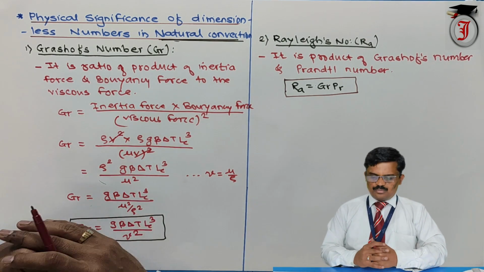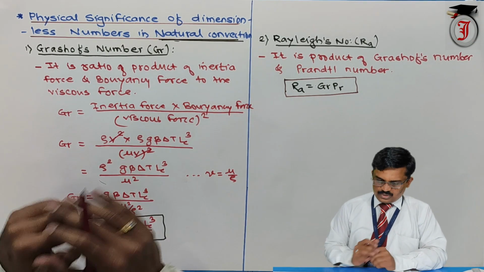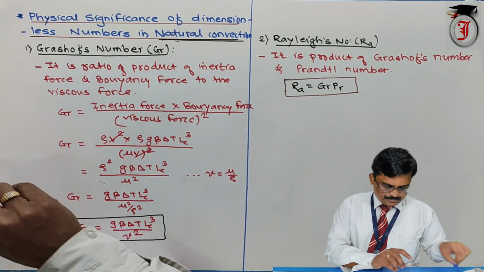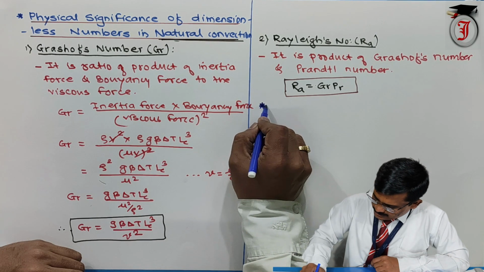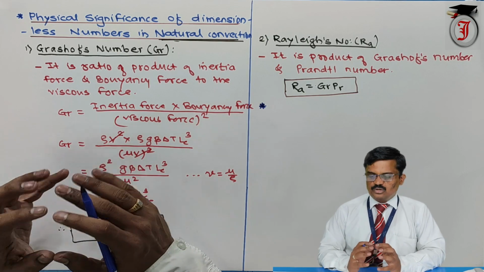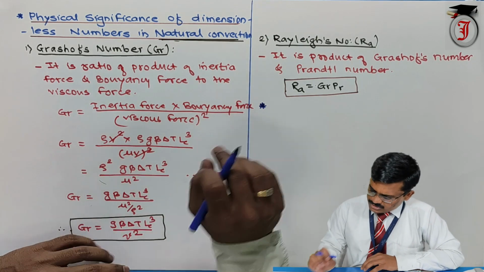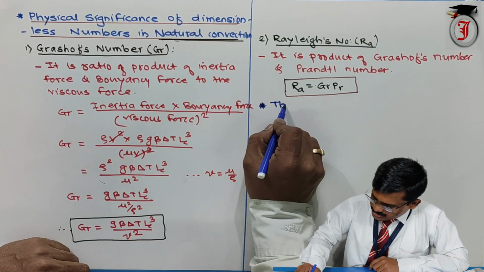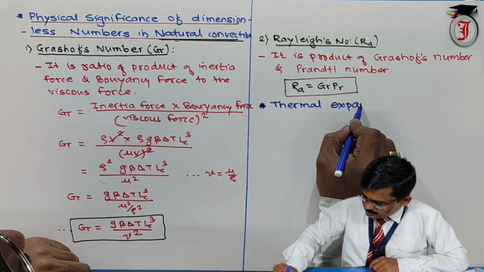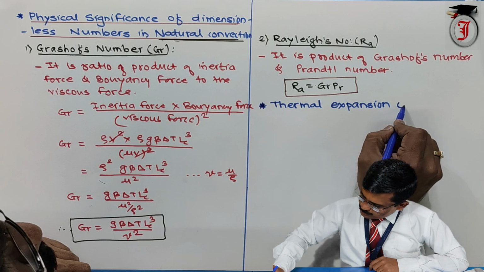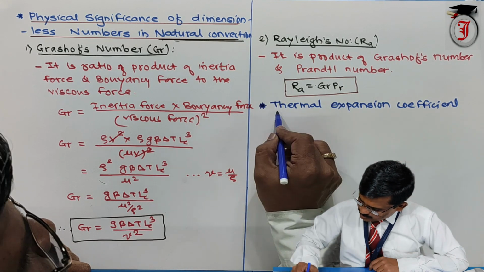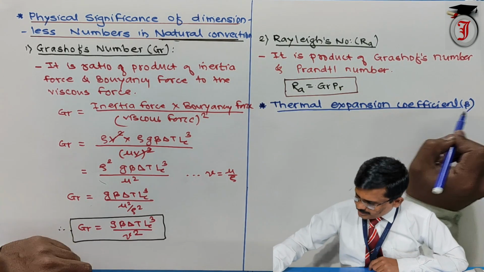Now let us discuss two important terms. The first term is thermal expansion coefficient. These two terms are very important to solve numericals based on natural convection. So let us discuss the first term, thermal expansion coefficient. It is denoted by beta.